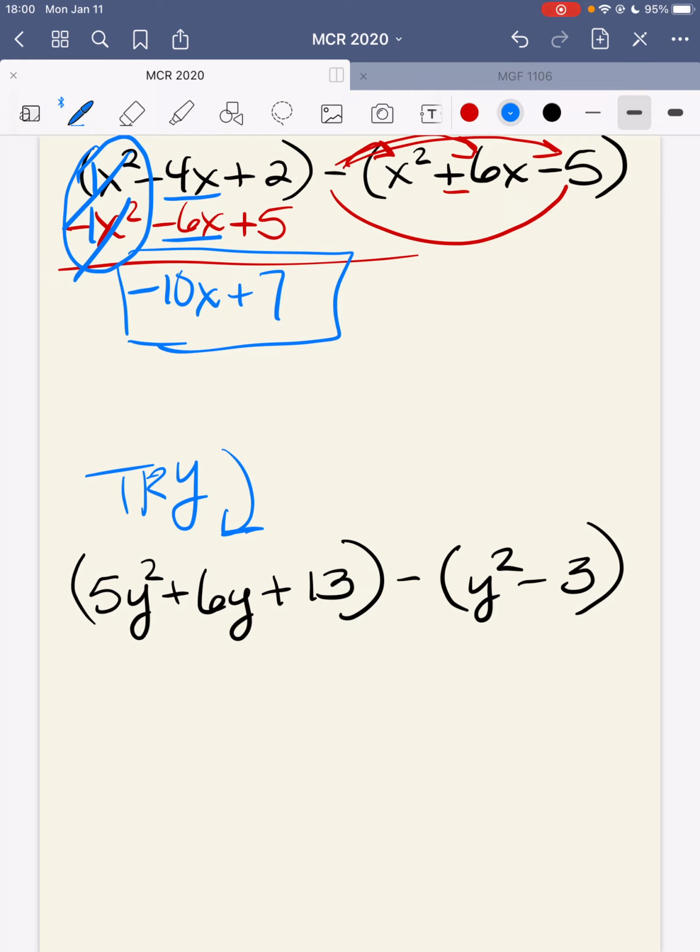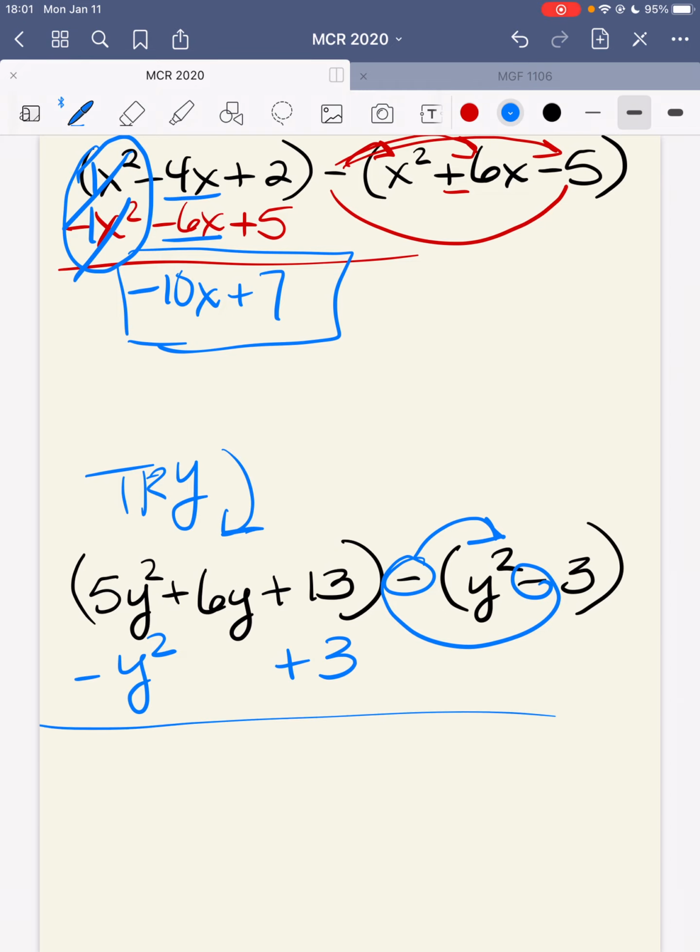All right, so I'm going to go ahead and apply the distribution property first. So I have a negative and a positive, which gives me a minus y squared, and I'm going to write it under its like term. I have a negative and a negative. It's going to give me a plus 3. Notice the 6y doesn't have a match. That's totally okay. Sometimes that happens where there's no match involved.